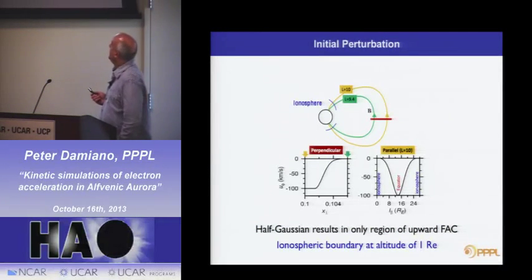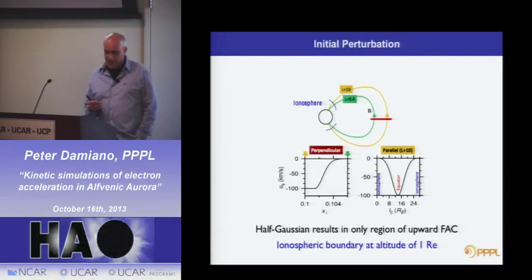So, in order to drive these simulations, I use a velocity perturbation both perpendicular and parallel to the field line. What I'm illustrating here is the perpendicular profile at the equatorial plane, and this is the parallel profile along the L equals 10 field line. For those of you familiar with the L parameter, it just means that in the equatorial plane, L equals 10 means you're 10 RE from the Earth.